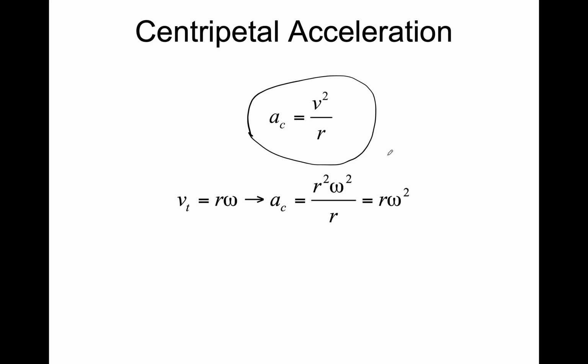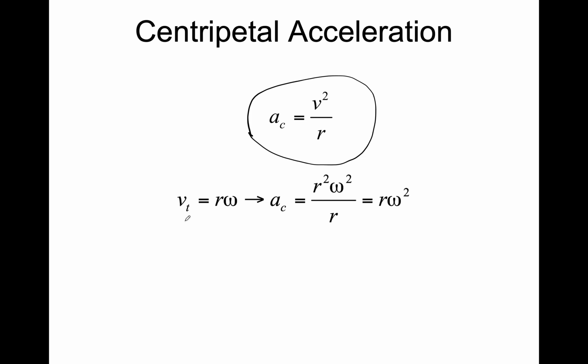So as long as there is a v, as long as there is r, so as long as the speed is non-zero, we should have centripetal acceleration for rotational motion. And its magnitude is given by v squared over r. And this v should be tangential speed, the magnitude of tangential velocity.